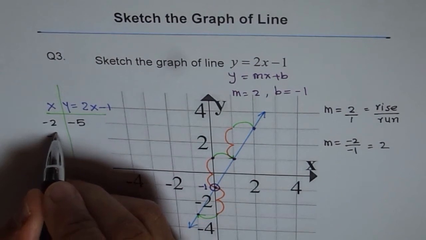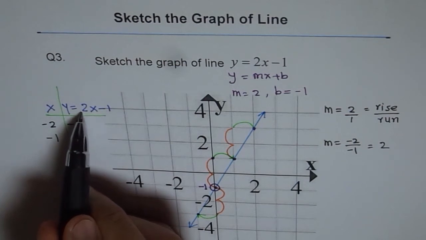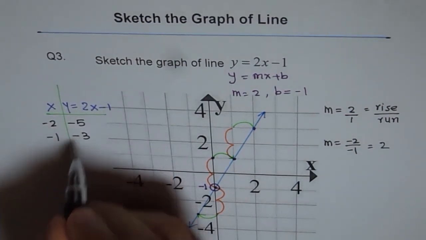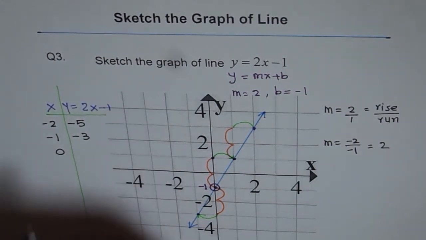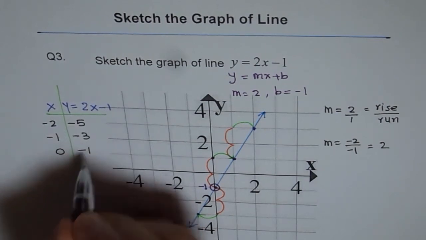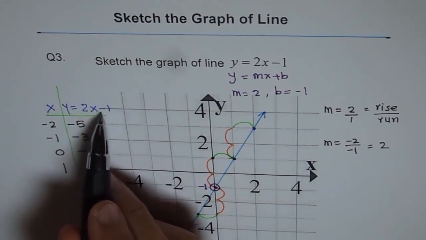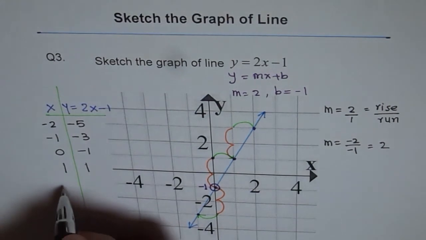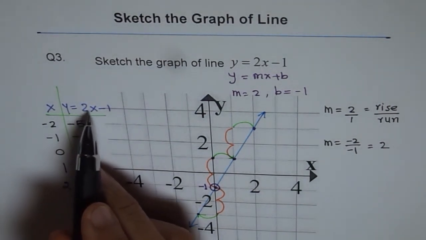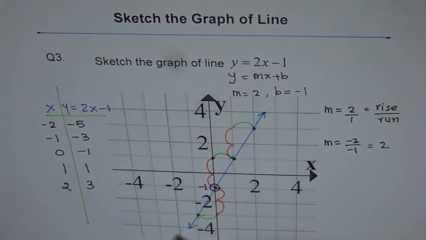Then let's write x as minus 1. If x is minus 1, minus 1 times 2 is minus 2, minus 2 minus 1 is minus 3. So you get minus 3. Then we can write x equals 0. If I write x equals 0, 0 times anything is 0, 0 minus 1 is minus 1. And then we can write 1. 2 times 1 is 2 and 2 minus 1 is 1. Perfect. Let's write 2. 2 times 2 is 4. 4 minus 1 is 3. So you can have a set of points, plot the points on the Cartesian plane and join them with a line. Do you see that? So that's another way of doing the same thing.